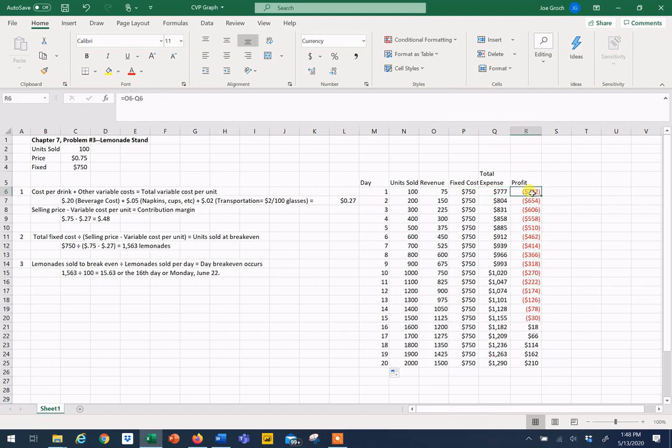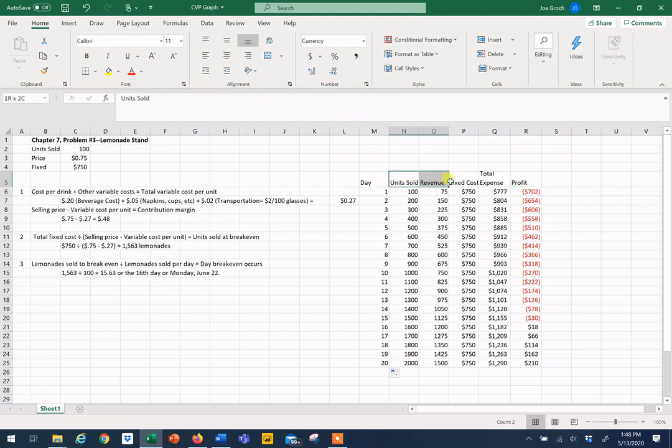Then finally, we're going to determine our profit. Our profit is simply going to be our revenues minus our total expenses. So O6 minus Q6, right here, gives us this. So that's how we generated this. Now I'm going to show you how to create a really cool CVP chart that is dynamic, interactive, and really powerful. Let's jump into that right now.